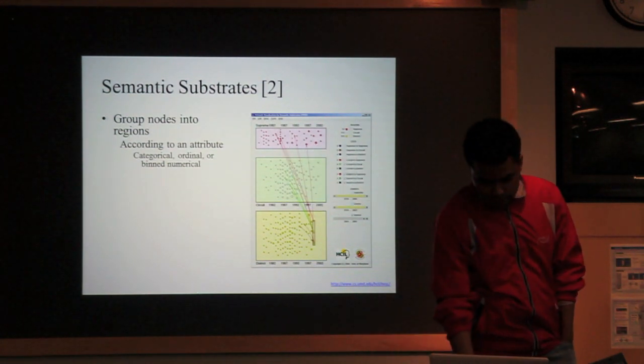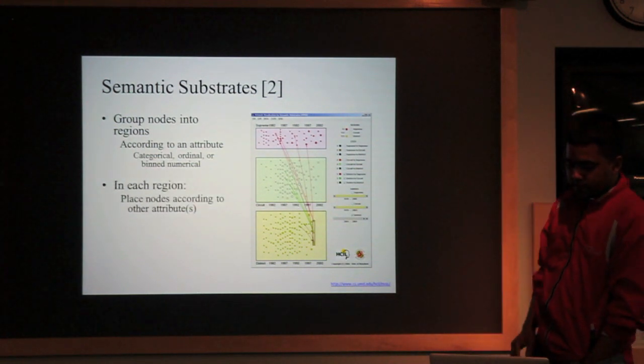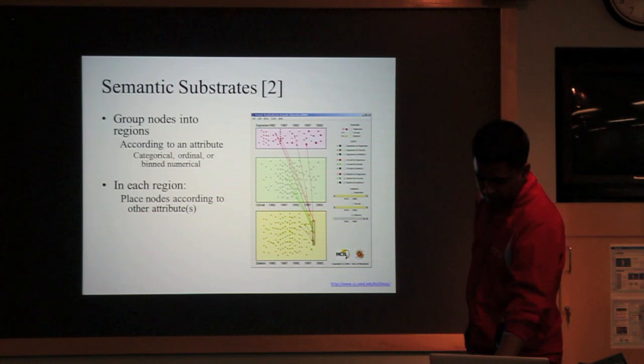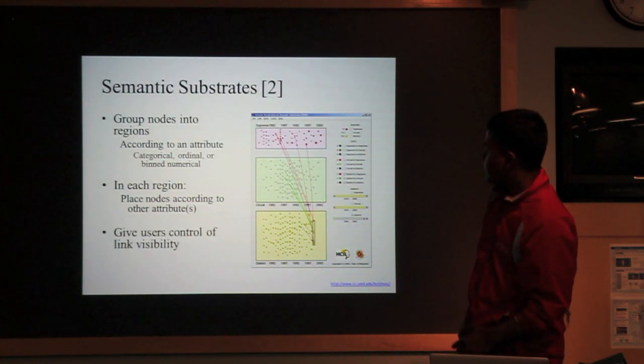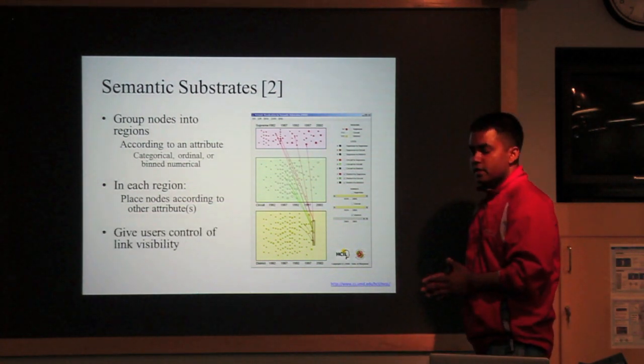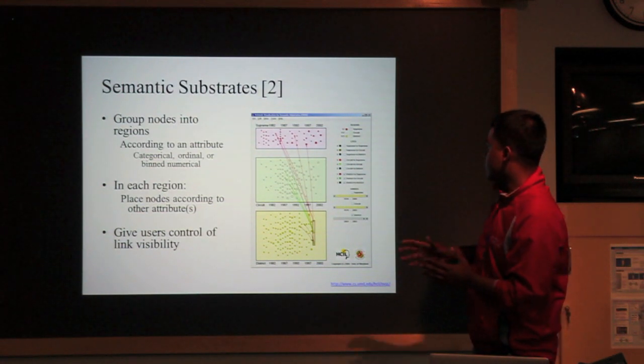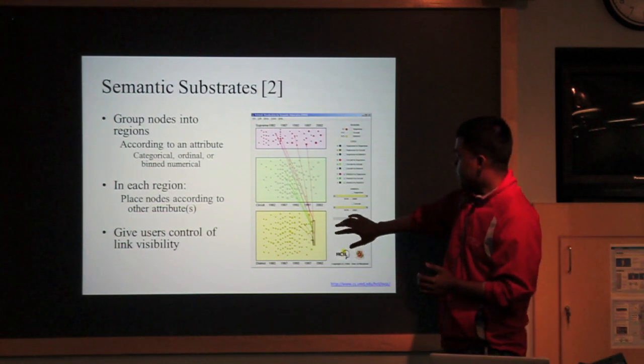So this is the second property: in each region, place nodes according to another attribute. And the third property that I like about it is to give the user control of link visibility. This process provides the user a lot of control, like the user can control which portion they are interested in.